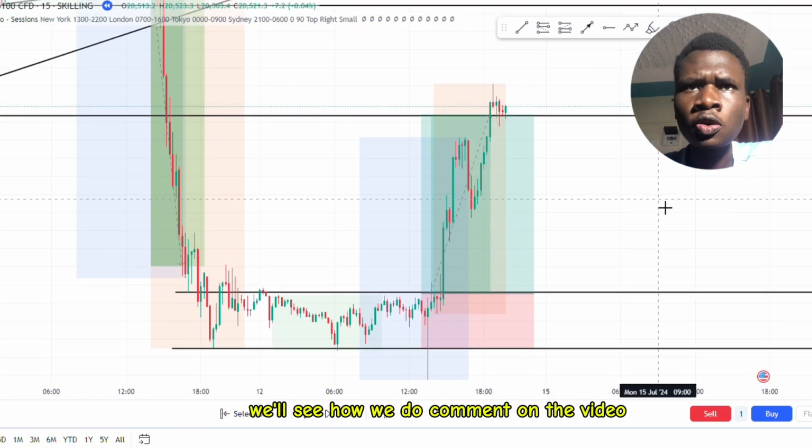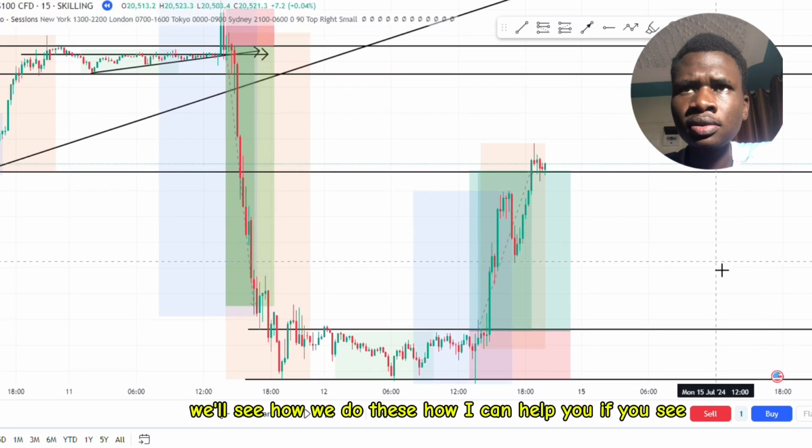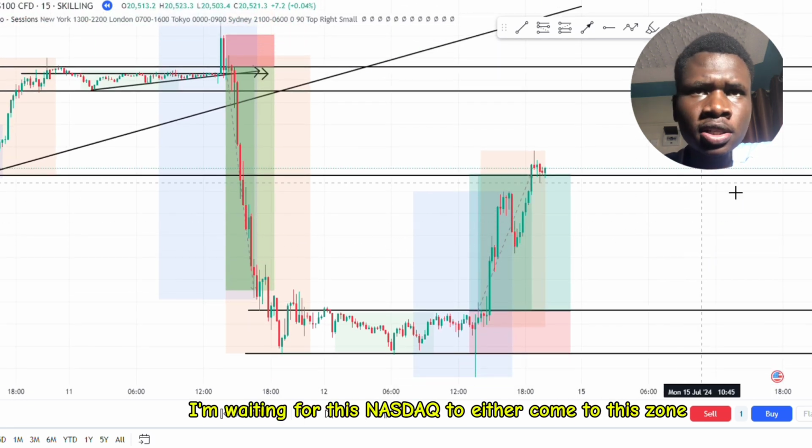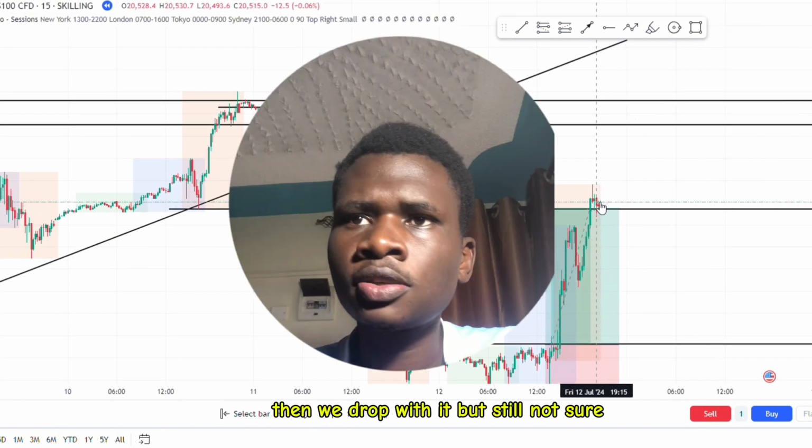At this point I'm waiting for this NASDAQ to either come to this zone, then we drop with it, but still not sure. So we wait and see what will happen. So that was the trade.